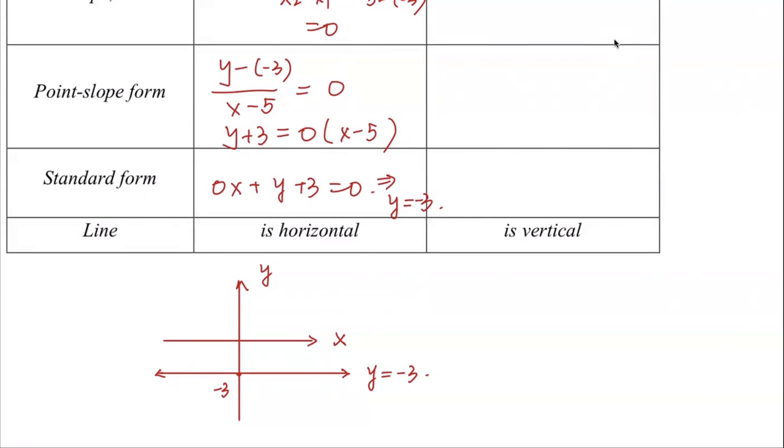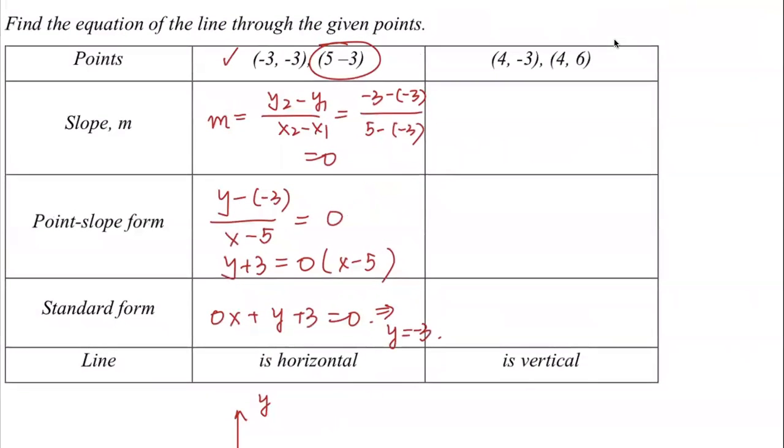Okay. And now let's look at the last part of this class. 4 minus 3, 4, 6. Let's try to find a slope. So slope is y2 minus y1 over x2 minus x1. So it's equal to 6 minus 3 over 4 minus 4. So it's 6 minus 3, that's 9, right? 4 minus 4 is 0. You know, any number divided by 0 is undefined. So there is no slope. So the m is undefined.